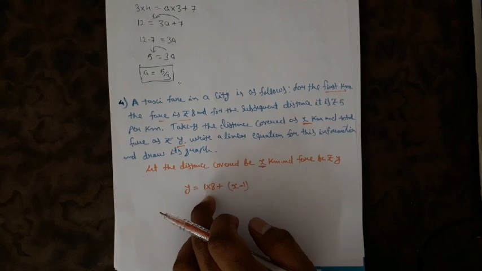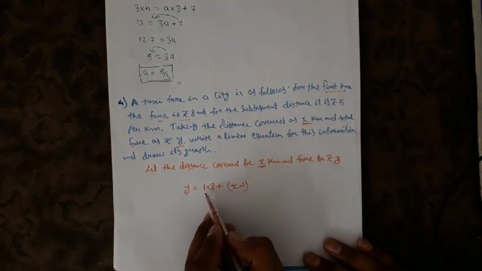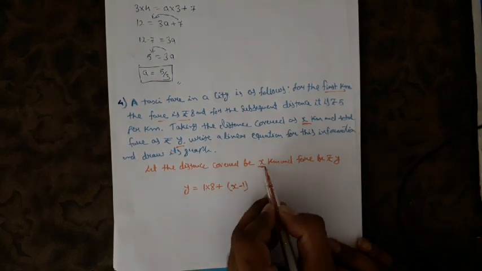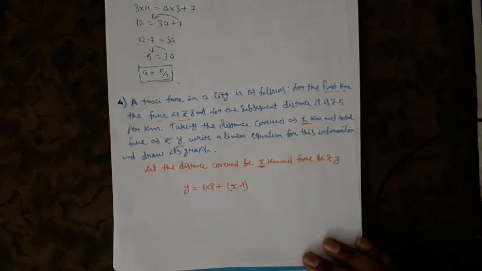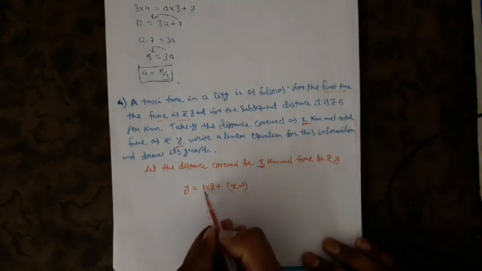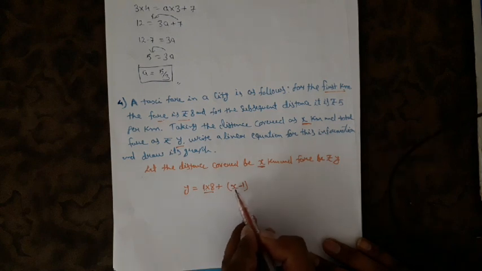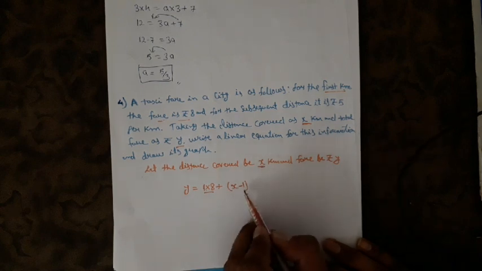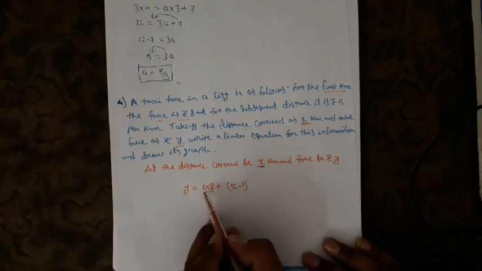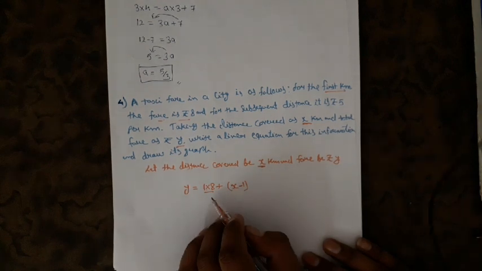For the subsequent distance, meaning remaining distance, how much is it? 1 kilometer you have already traveled, so what will the remaining distance be? Subtract 1 kilometer from the total. Is it clear? For the first kilometer it would be 1 into 8. For the remaining distance, it means total minus 1 kilometer. Why have I subtracted it? Because 1 kilometer we have already covered.